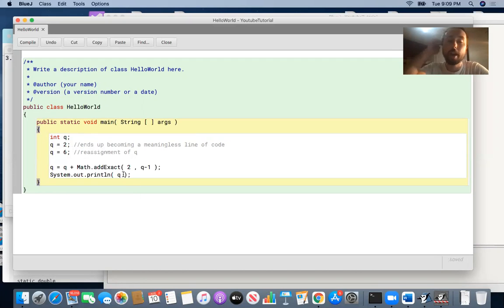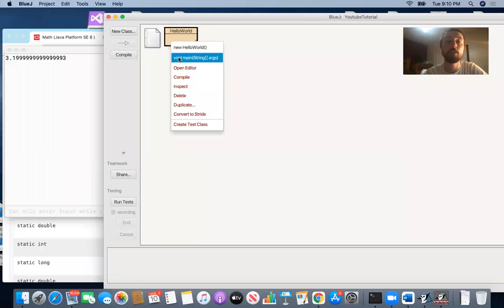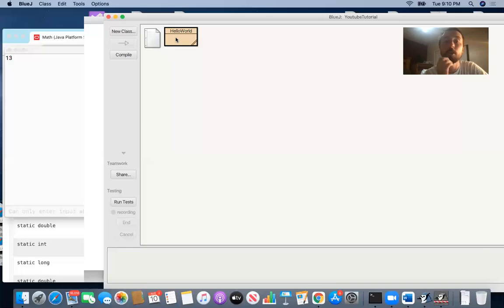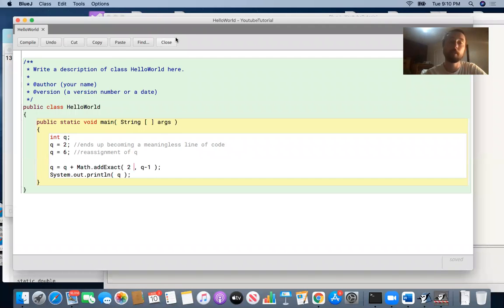The Math.addExact method accepts two arguments and adds them together. So what is 2 plus Q minus 1? Well, the most recent value of Q is 6. So 2 plus 5 is 7. And so we're going to add 7 to 6 to get 13. So we should expect 13 from the output of this code, and indeed that's what we get. So addExact is for adding two numbers together as if the plus sign were not a thing.